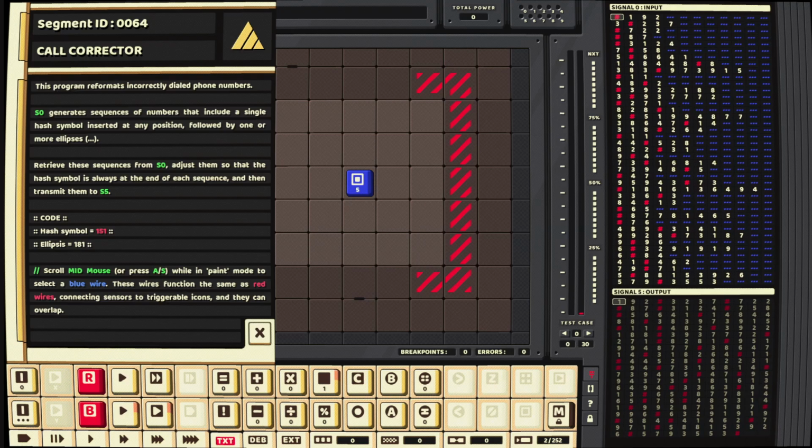So it explains here what I theorized yesterday, that blue wires are the same as red wires. It's like how Factorio has red and green circuit wires, or circuit connections. And they have exactly the same function. It's just a way for you to have wires cross over each other without touching.